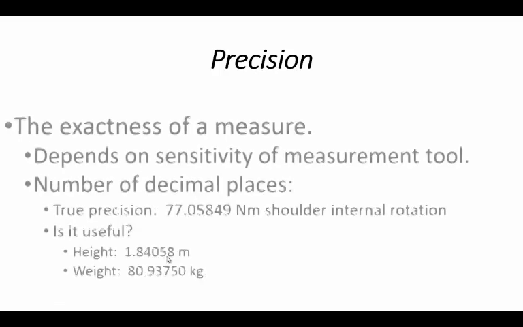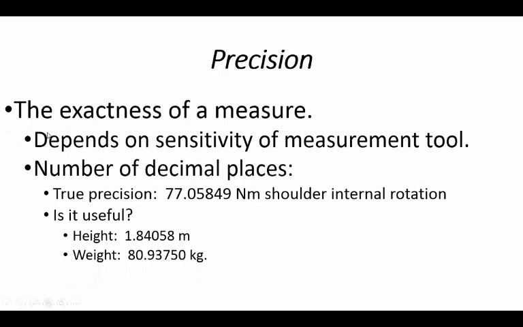Another word about precision in measurements. That's the exactness of the measure. It depends on the sensitivity of the measurement tool. Again, a good example is the scale that you measure vegetables or fruits with, versus the scale that measures body weight, versus a scale that measures gold. So the sensitivity of these 3 scales is very different. The number of decimal places depends on the precision.